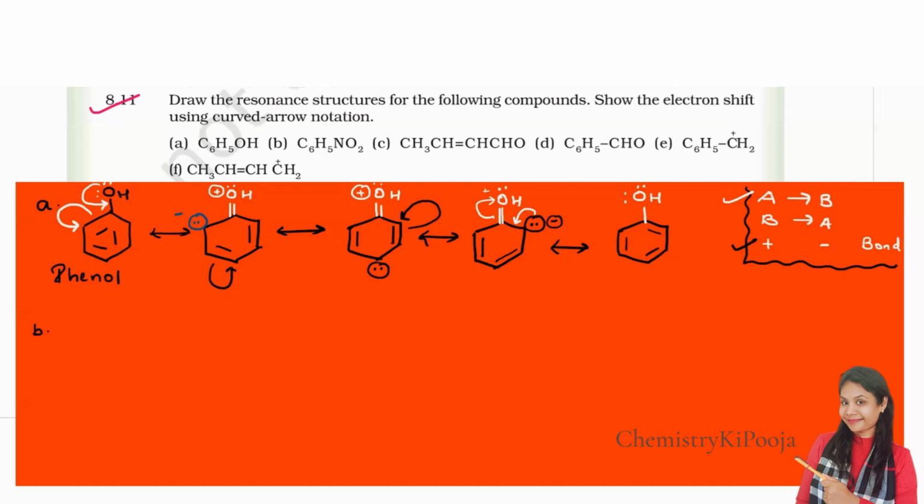The second one is C6H5NO2. Now C6H5, we know, is benzene attached to NO2. So I can write down NO2 in this way. Clear?